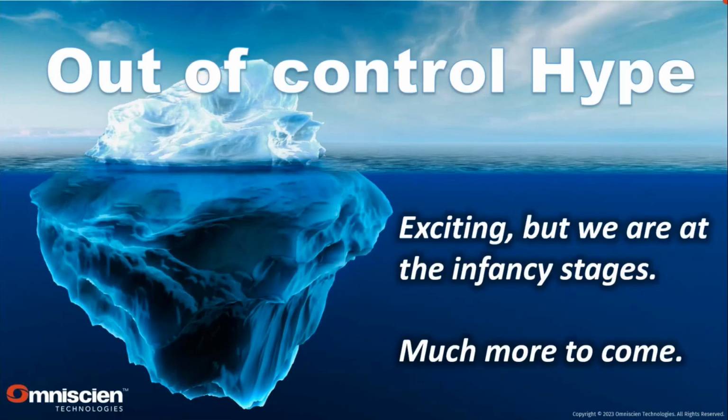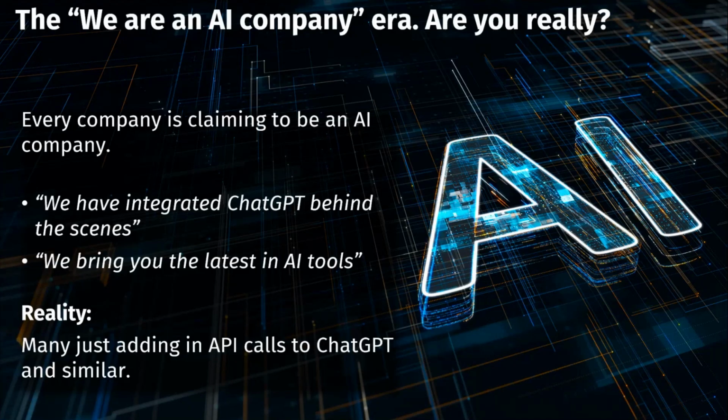But with that comes hype, and the hype is absolutely out of control. We're in exciting times. We're at the infancy. There's much more to come, but most people just don't understand what AI is doing, what it's capable of, and what it's not capable of. But we're in the era that I call the "we are an AI company" era, where every company on the planet is claiming they're doing something with AI.